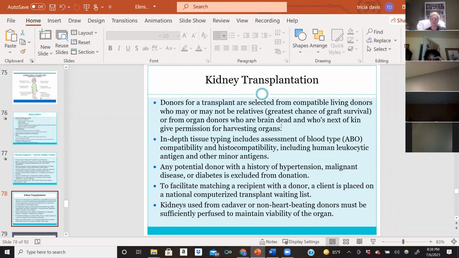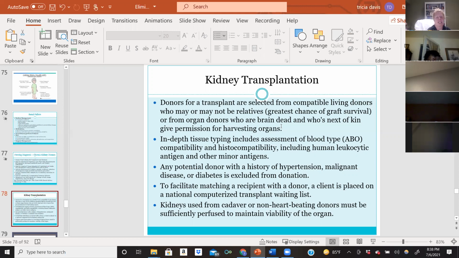They do a lot of in-depth tissue typing. So they want to look at the blood type. They want to look at compatibility and histocompatibility. They look at the human leukocyte antigen and other minor antigens, which could cause the patient to reject the kidney that they get. Any potential donor with a history of hypertension, malignant disease, or diabetes would be excluded from the donation, and for obvious reason, because these cause issues with the kidneys.